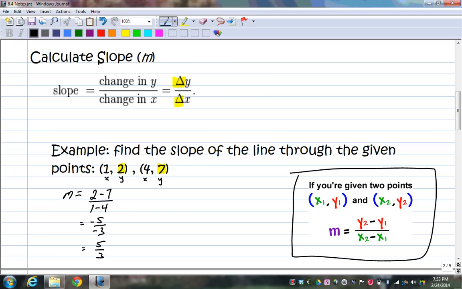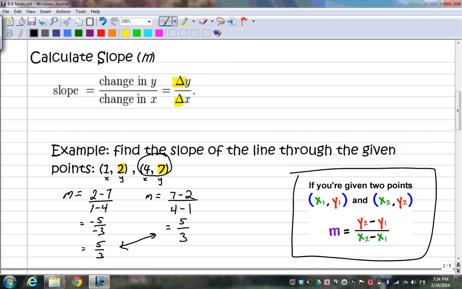Now, some of you are looking at this and go, well, according to this, you should be taking the other value first. It doesn't matter. Let me show you. If I said I want to do 7 minus 2, I could do that. The point is that if I choose this as my first point, so 7, and I'm going to subtract this one over here, the 2, then underneath I would have to do 4 minus 1. 7 minus 2 is 5. 4 minus 1 is 3. You see that the exact same slope exists either way.